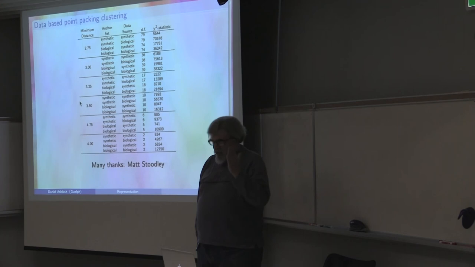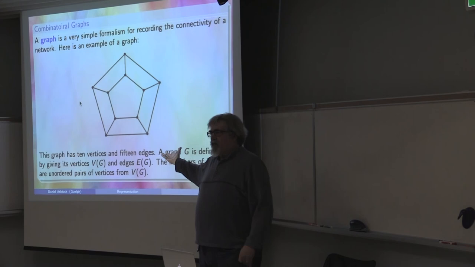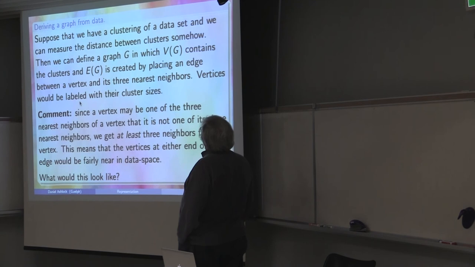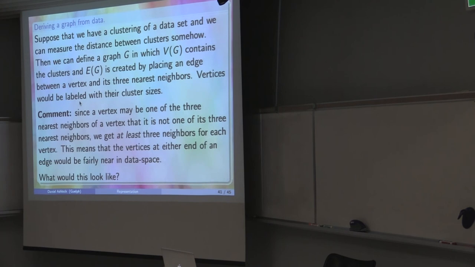And now, that's a graph. You guys already know what graphs are? Dots connected by lines? Okay, so no problem. So what I'm going to do is this. I have a clustering of a data set, wherever I got it from, and I can measure the distance between clusters somehow. Then I'm going to define a graph where the vertices are just the clusters, and you have an edge by placing an edge between a vertex and its three nearest neighbors. Now, I pulled the number 3 out of my hat. I've used 2 and 4, they both work fine, and you'll probably want to tune it to your data set.